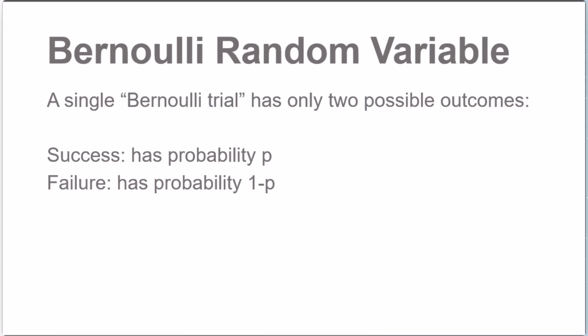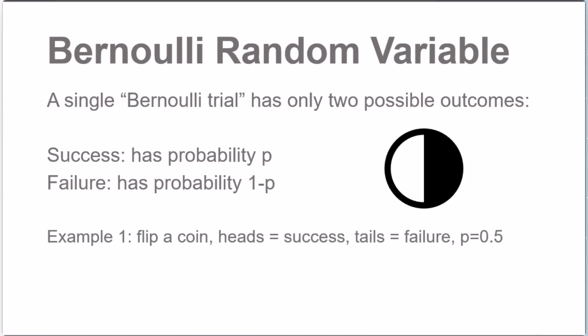The probability of the success outcome is denoted as P, and because there are only two possible outcomes, a failure would have the probability 1 minus P, since this is the complement. The classic example of a Bernoulli trial is flipping a coin. So we could call heads a success and tails a failure. The P here would be 0.5 since the probability of heads is 0.5, and the probability of tails would also be 0.5.